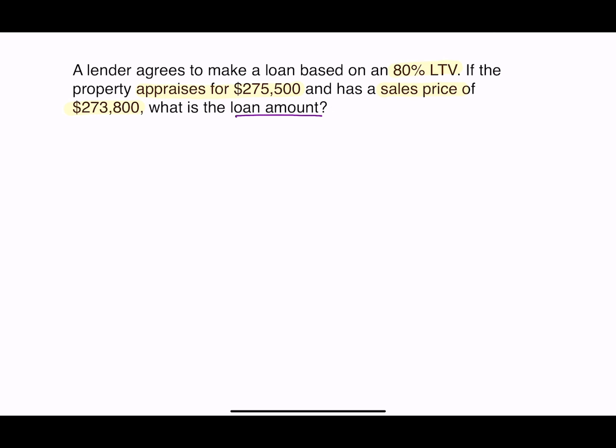Luckily, I know that there is a formula I could memorize for this. If I take the value of a property, multiply by the LTV, or the loan to value ratio, that's going to give me a loan amount. And remember, a loan amount is what we are looking for. So let's see if we can figure out this equation.